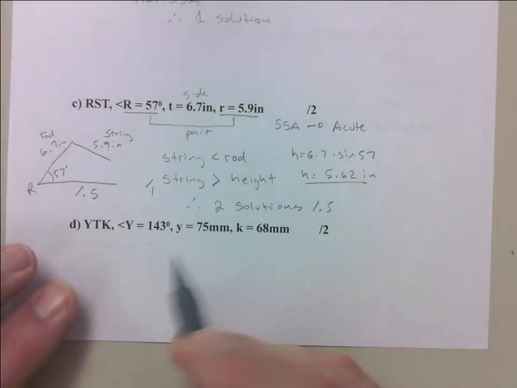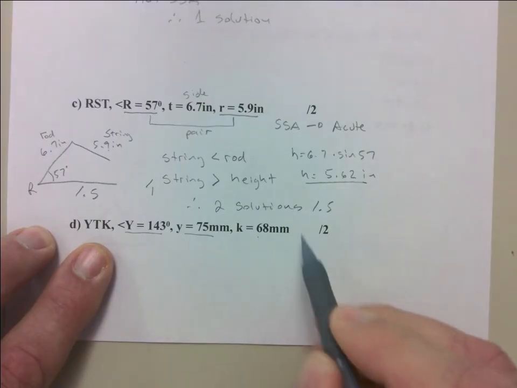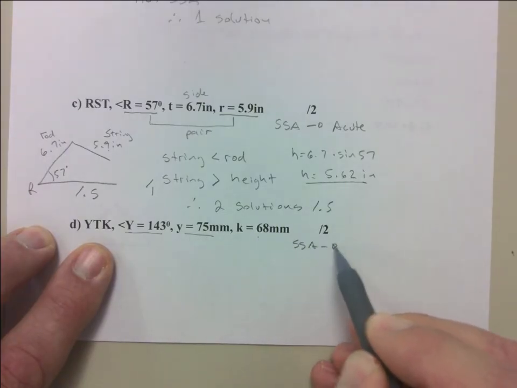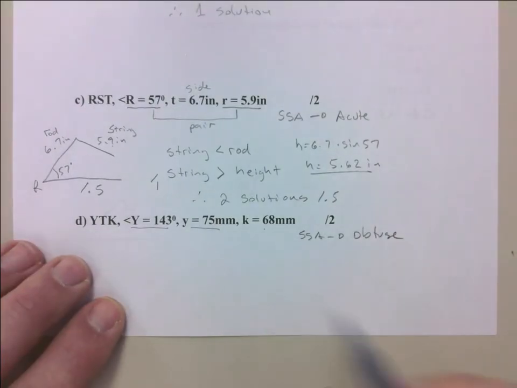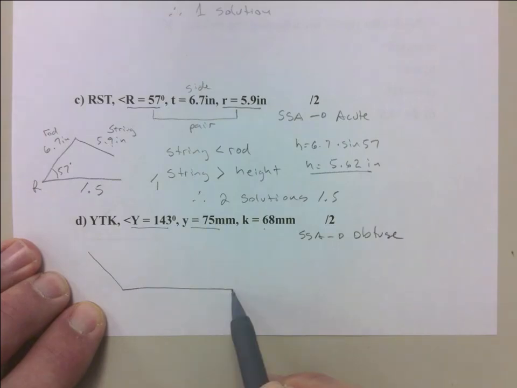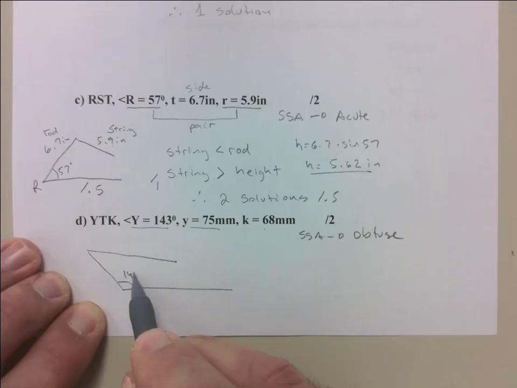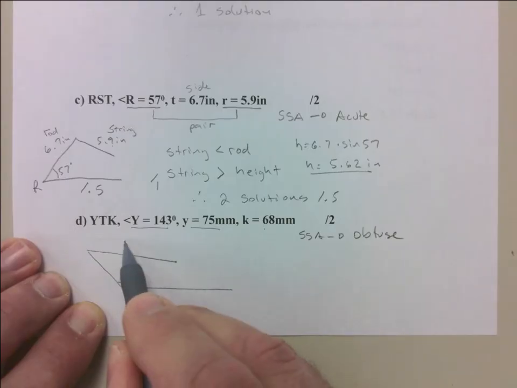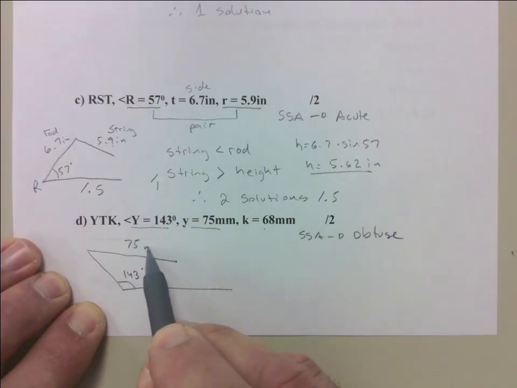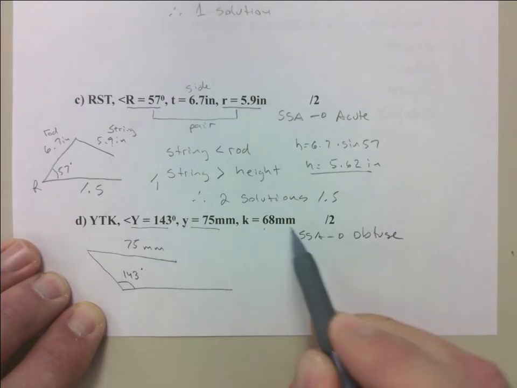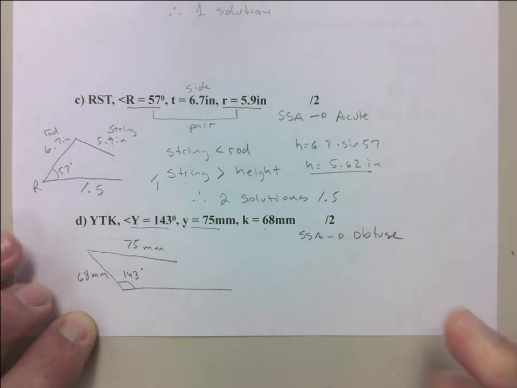YTK, there's a pair and a side, so this is SSA, but this is an obtuse case. Obtuse case, right? So I need to draw it like that. The 143 is going to go over here. The 75, it has to be, right? Y goes with side Y, so they have to be opposite each other. And then the other side goes over here.